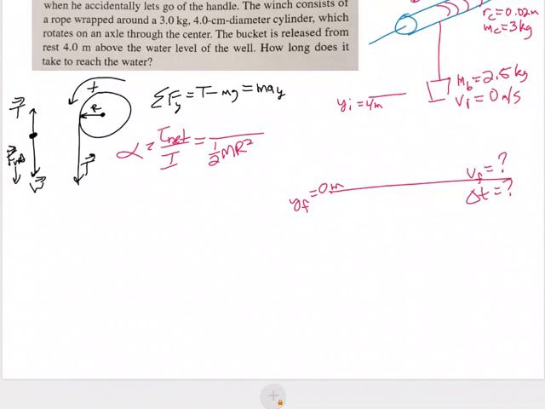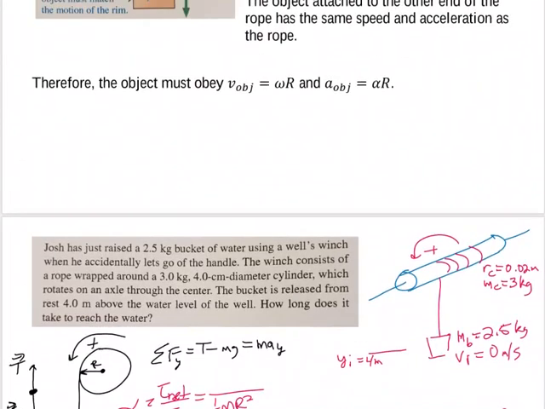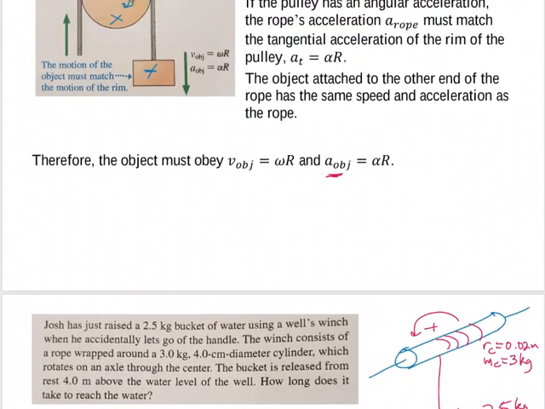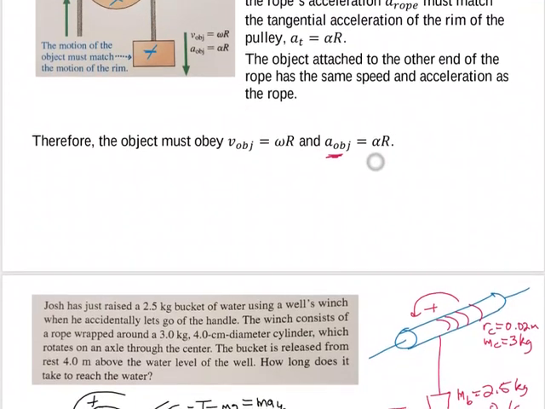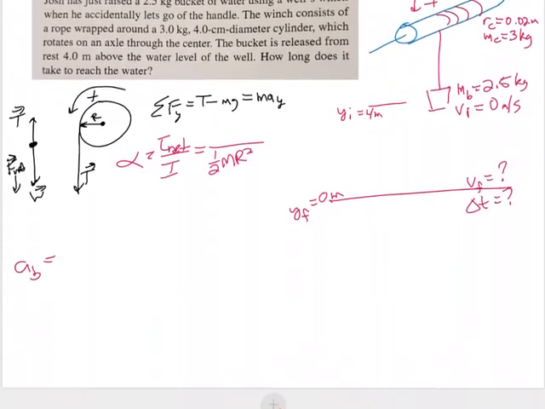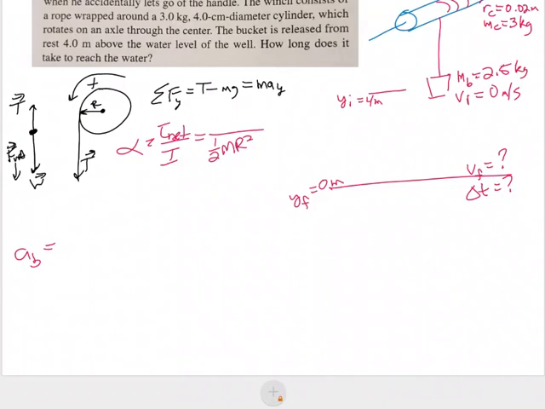All right, let's step off to the side for a second and talk about what's going on with the wheel, or the cylinder, I mean. So the acceleration of the bucket has to equal, if I go back up here, the acceleration of the object here, the block, right? It has to equal alpha times the radius of the wheel, but here it's the radius of the cylinder. So the acceleration of the bucket equals alpha times the radius of the cylinder.